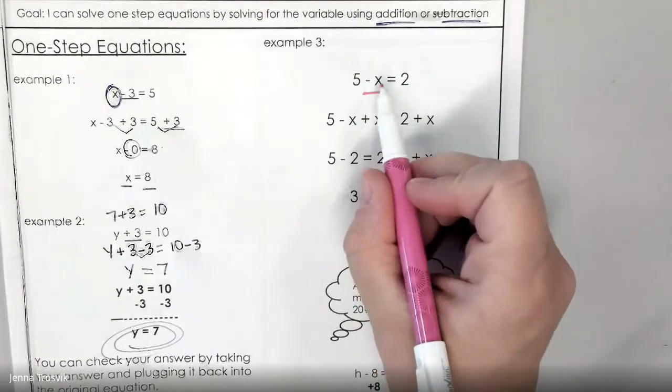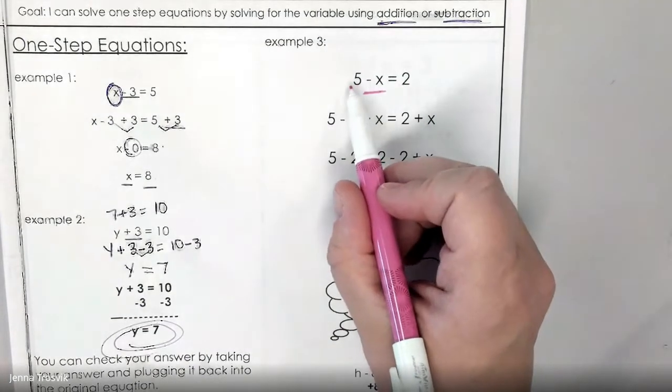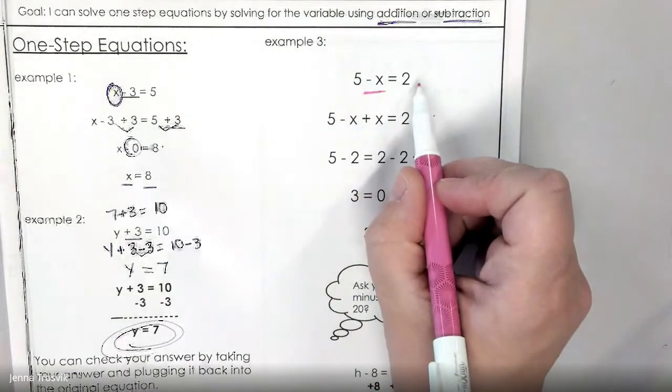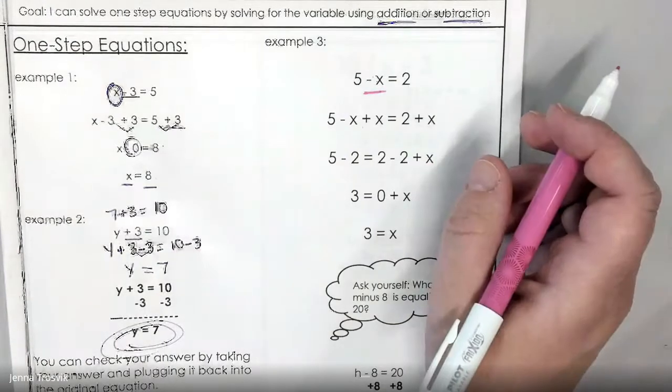So if I take x from 5 and I get 2, I can't simply take 5 away, because this is a positive 5, and take 5 away from 2, because that would give me a negative 3 equals a negative x. That doesn't make sense.